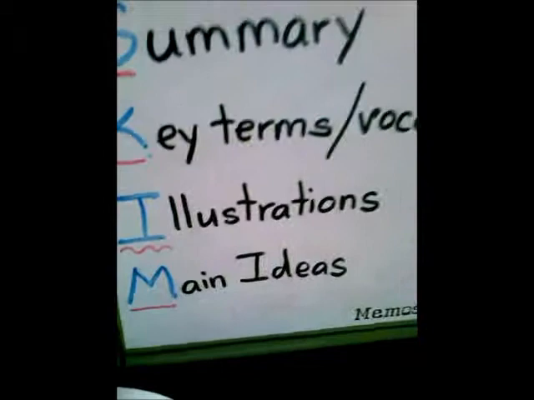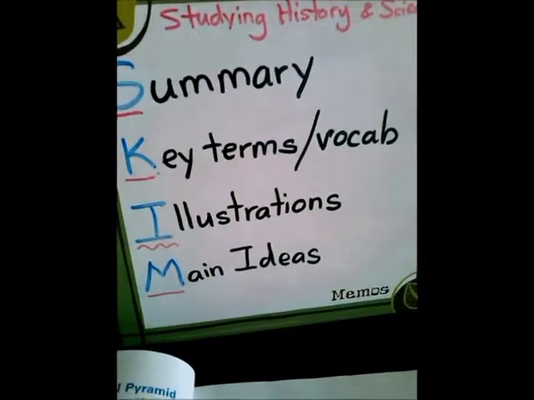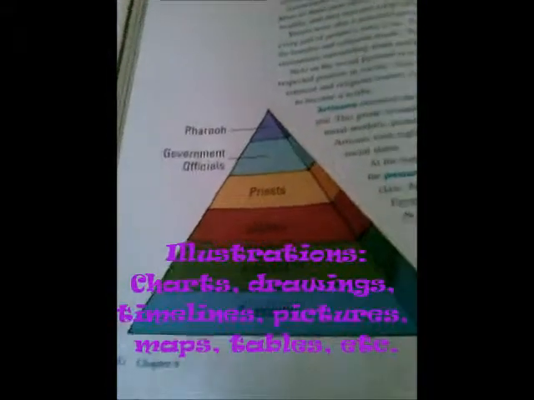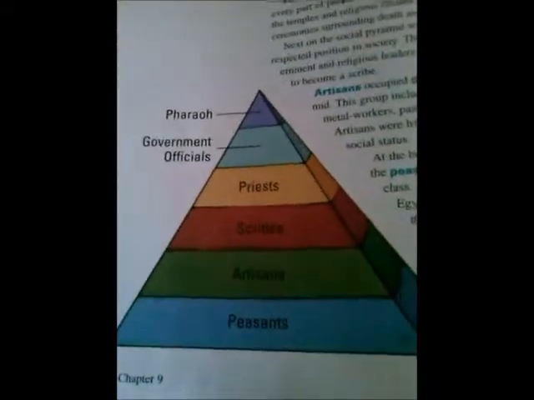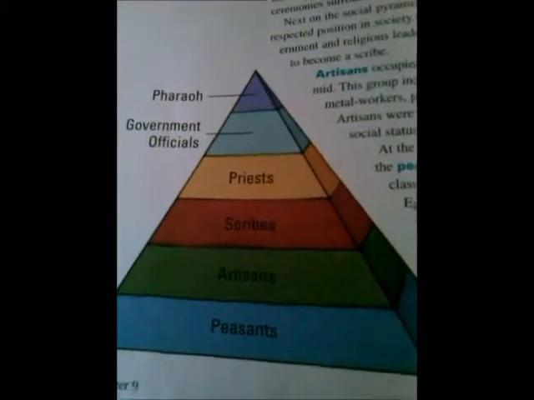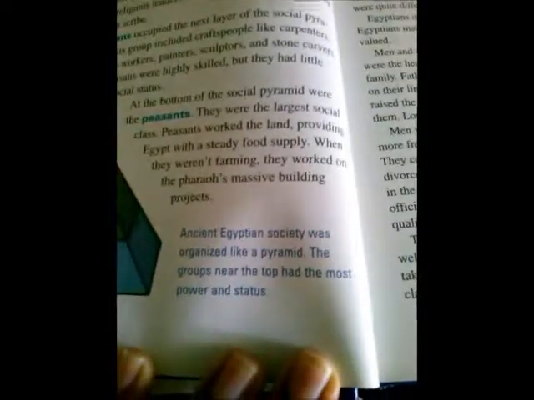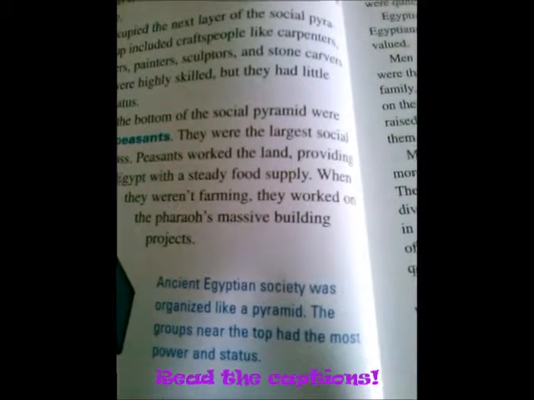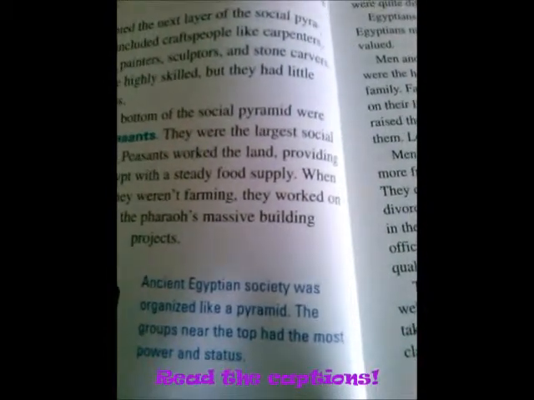The I in SKIM stands for illustration. So any charts, drawings, data, timelines, graphics like that. Look at this, we have one here. We see a pyramid. And with every graphic, there's always a caption. It's a good idea to read the caption so you can know what it was all about. So this one says, ancient Egyptian society was organized like a pyramid. The groups near the top had the most power and status.